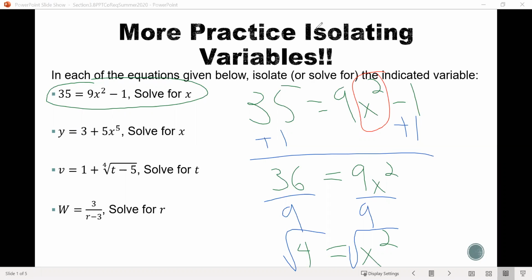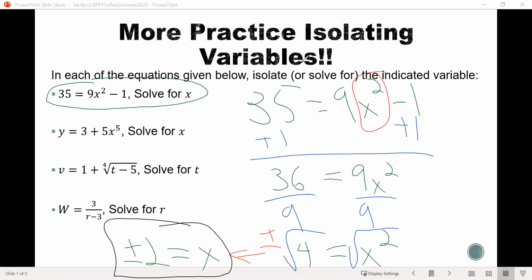Now normally, when we take a square root, recall we get 2 different answers, and we show that by a plus or minus. So here we would end up with x equals plus or minus square root of 4, or just plus or minus 2 would be our answer there. Okay, so that looks like that. So doing some inverses of power functions there.